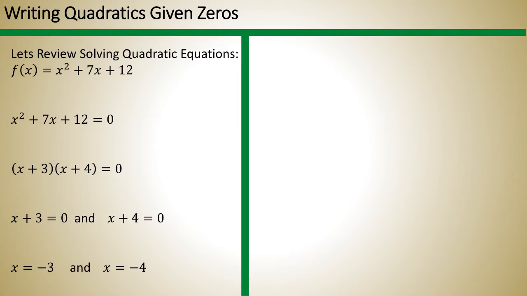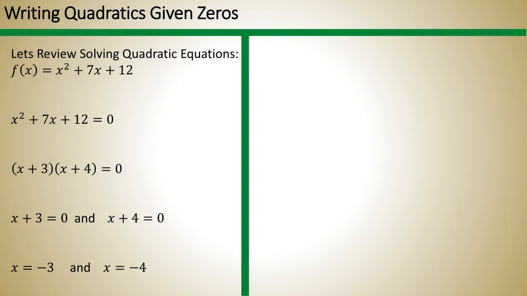Yesterday we actually found the zeros. So if I'm given this original equation, my first step was to set it equal to 0. After that, I factored. And then after I factored, I set each of these factors equal to 0. And then I solved.